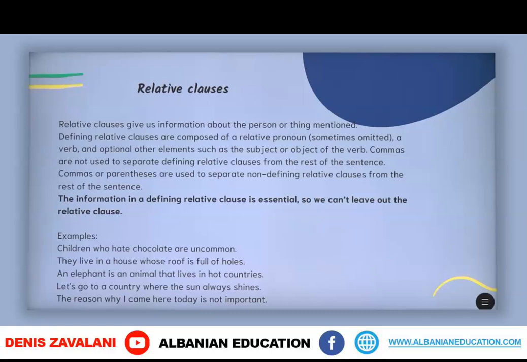So the information in a defining relative clause is essential, so we cannot leave out the relative clause. Below you will find some examples: children who hate chocolate are uncommon. They live in a house whose roof is full of holes. An elephant is an animal that lives in hot countries. Let's go to a country where the sun always shines. The reason why I came here today is not important. So here, in these examples, we've got who, whose, that, where, and why as relative pronouns.